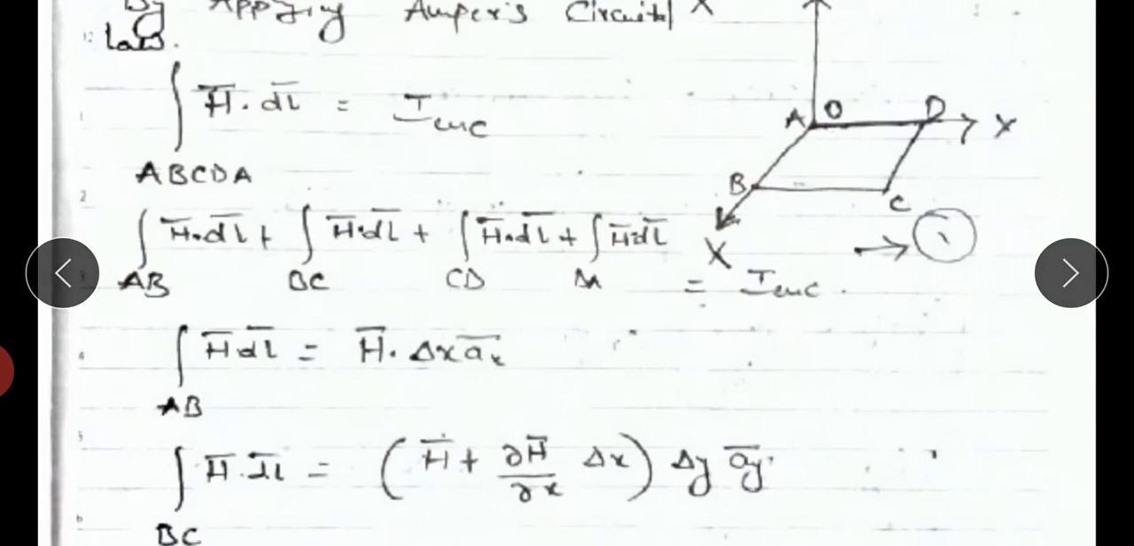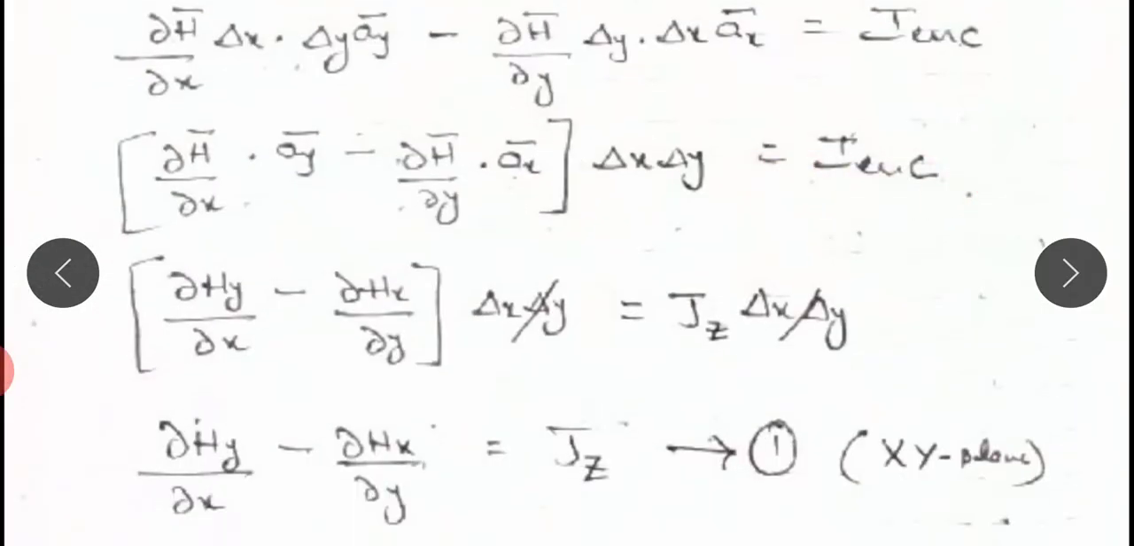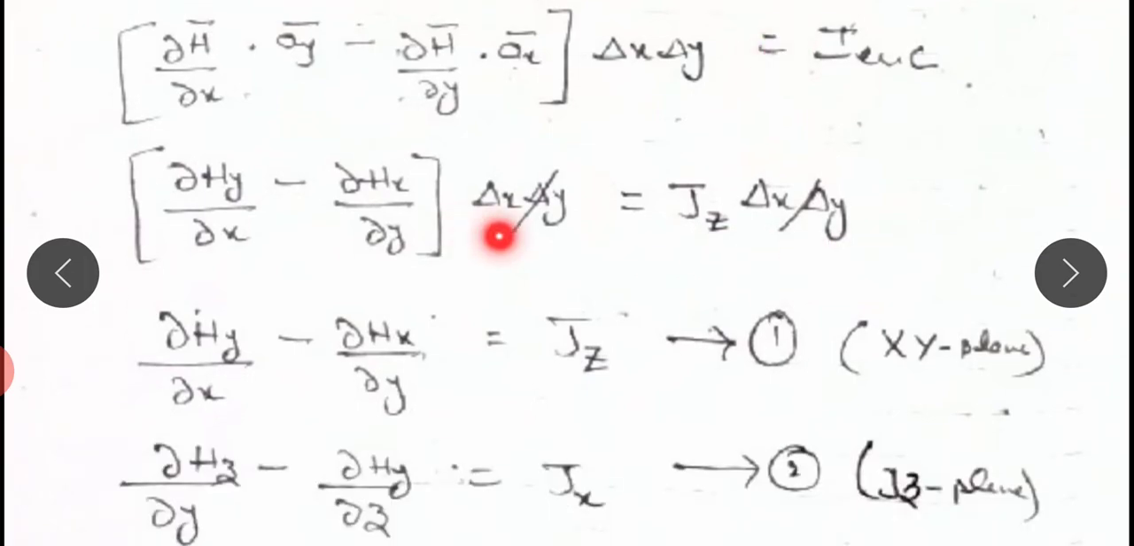So next, the current loop area. This is one rectangular current loop, so the area of this current loop equals delta x into delta y. So I enclosed equals current density into area, jz into delta x into delta y. So delta x delta y both cancel. So next equation, dou by dou x into hy minus dou by dou y into hx equals jz. So this is equation number 1.